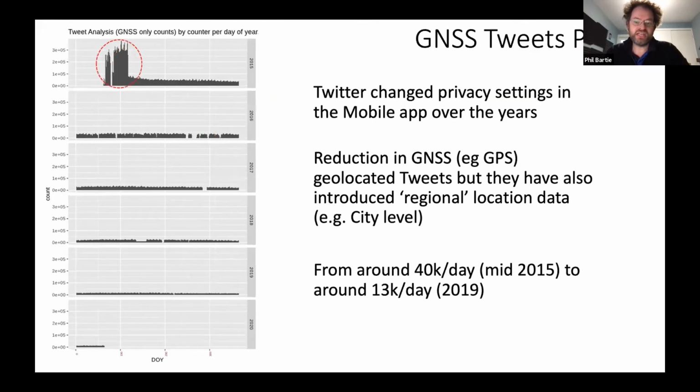So just looking at the GNSS tweets, at the beginning you see there are loads, and then it suddenly drops off. So we know the ones that are properly accurate for GNSS, and we know the ones that are just a bounding box around sort of city level. So it dropped in terms of GNSS from about 40,000 a day down to 13,000.